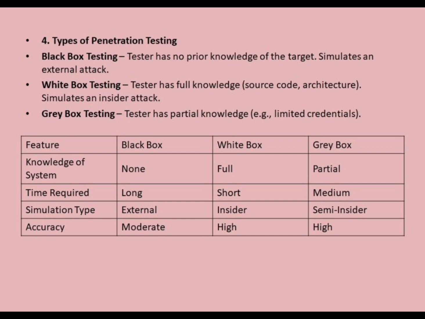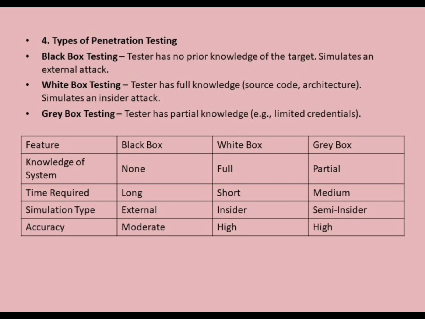This type of testing simulates an actual real-world external attack, but it can take more time and might not cover all internal risks. 2. White box testing. White box testing is the opposite of black box testing. Here, the tester is given full knowledge of the system, such as source code, network diagrams, configuration files, and credentials. This allows them to perform a deep and thorough examination of the system.